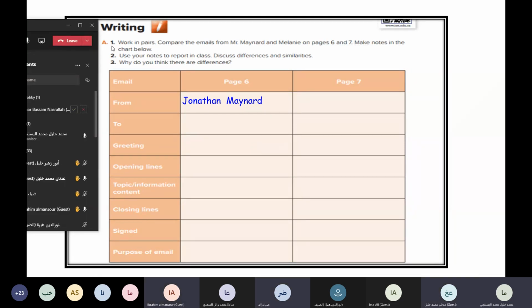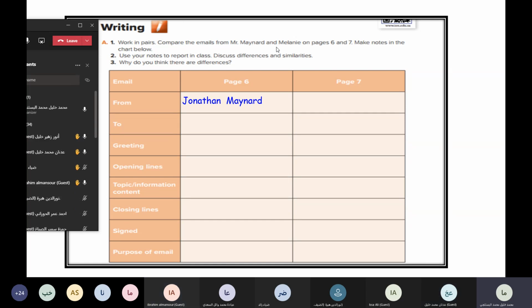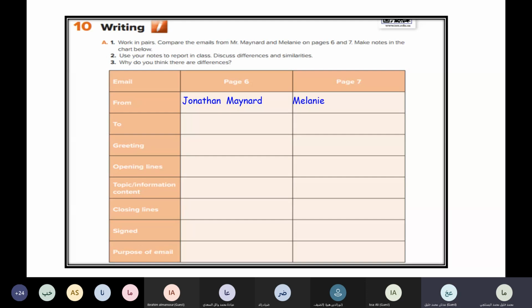There are two emails, not one. Yes, here we have 2 emails on page 7. Which one? The one in the middle, yes. Melanie. Who sent the second email? Melanie. Yes, Melanie. Again, here we have 2 emails. We are going to compare them. The first one was sent by Jonathan Maynard, and the second was sent by Melanie.